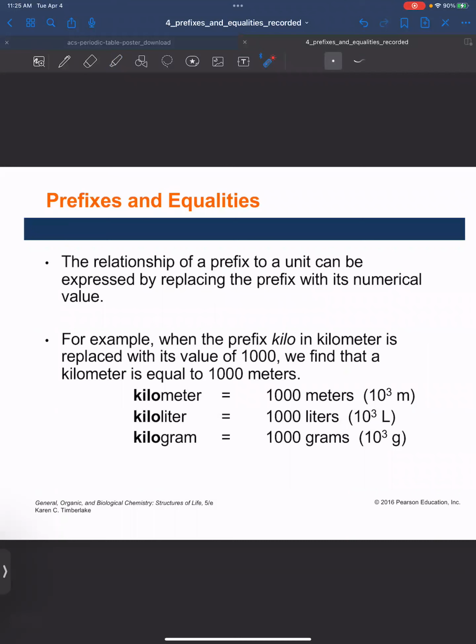So as I have shown in those tables, the relationship of a prefix to a unit can be expressed by replacing the prefix with its numerical value. For example, when you hear the prefix kilo in kilometer, it is replaced with its value of 1,000. We find that a kilometer is equal to 1,000 meters, or 10 to the 3rd meters. A kiloliter is 1,000 liters. A kilogram is 1,000 grams. And so these prefixes represent a numerical value.